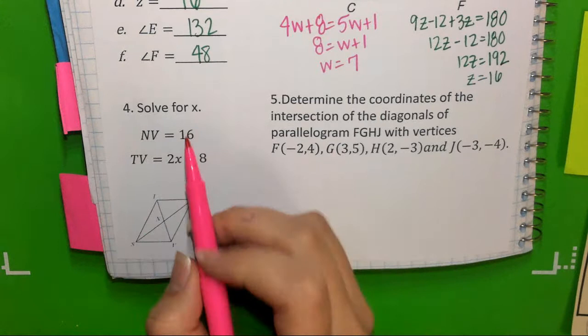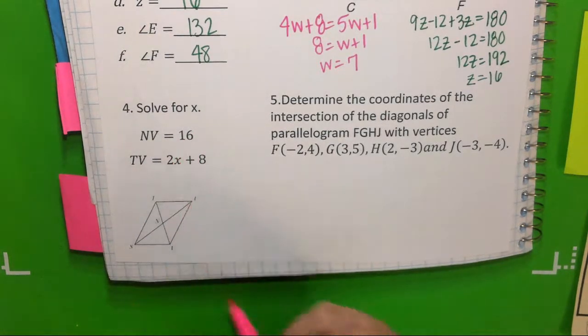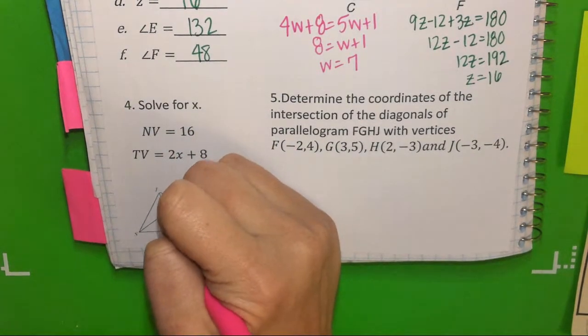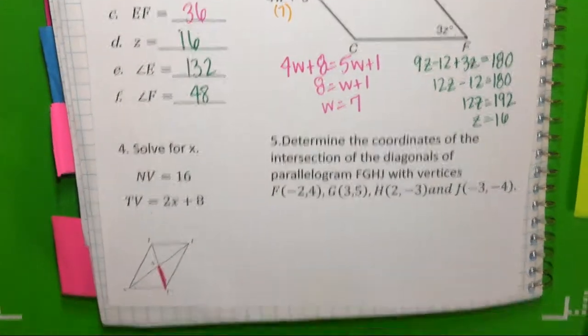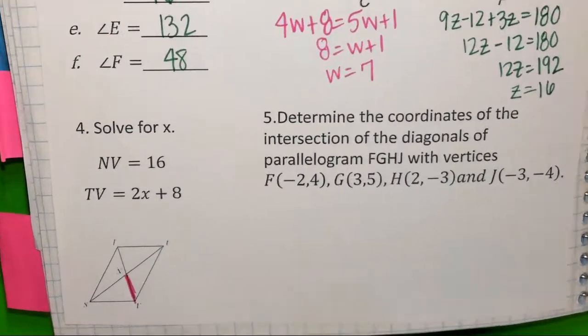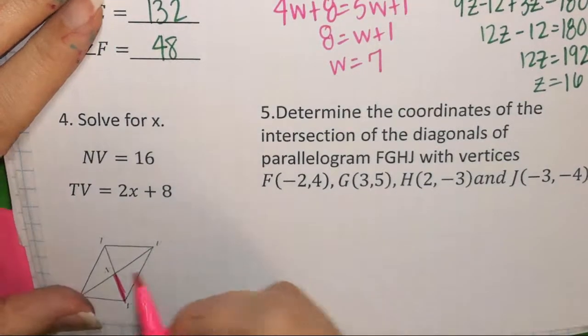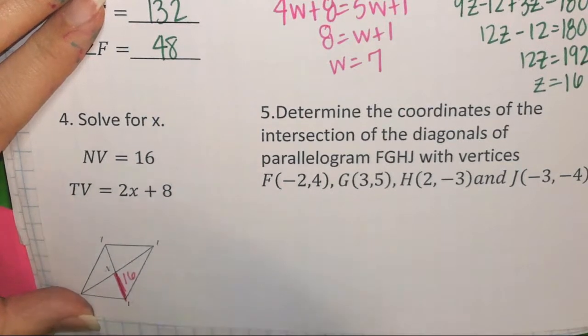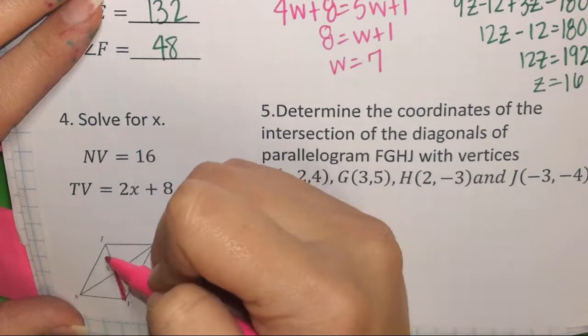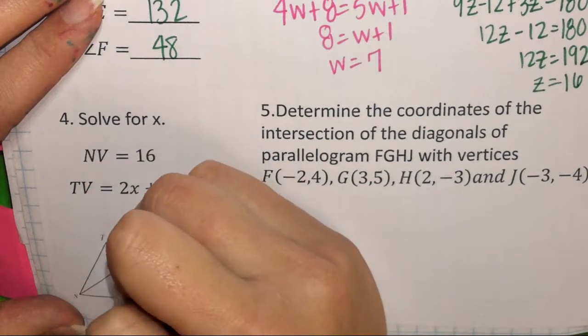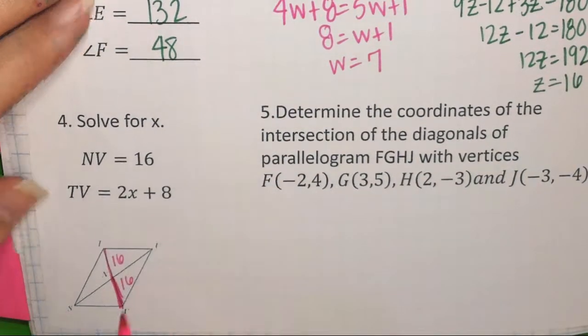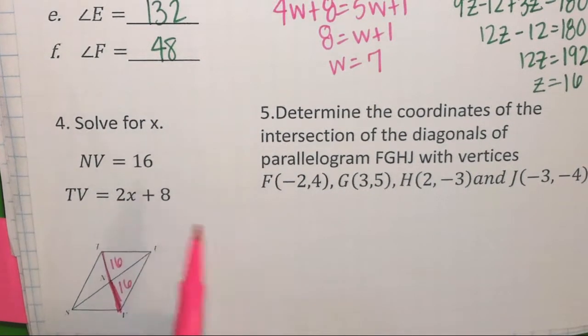Come on, Tater. Alright, so this says to solve for x. It tells us that NV, which is this little part down here, is 16. So if this part is 16, what is this other half up here going to be? Because it bisects. And it tells us that TV equals 2x plus 8.